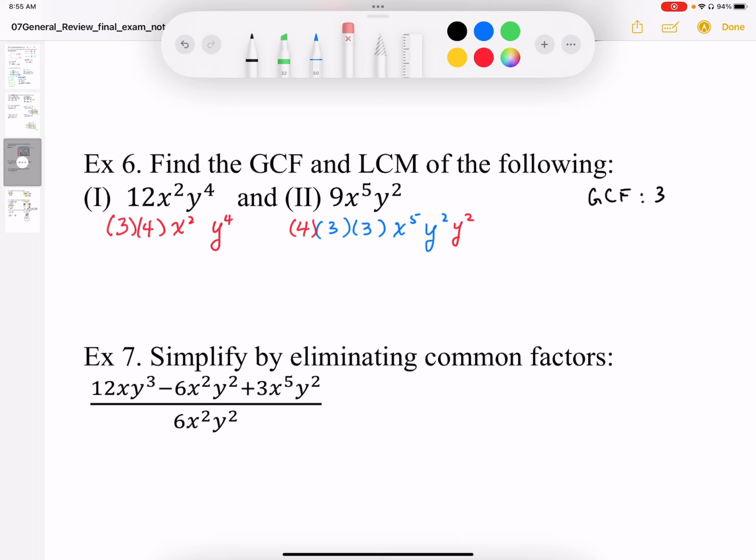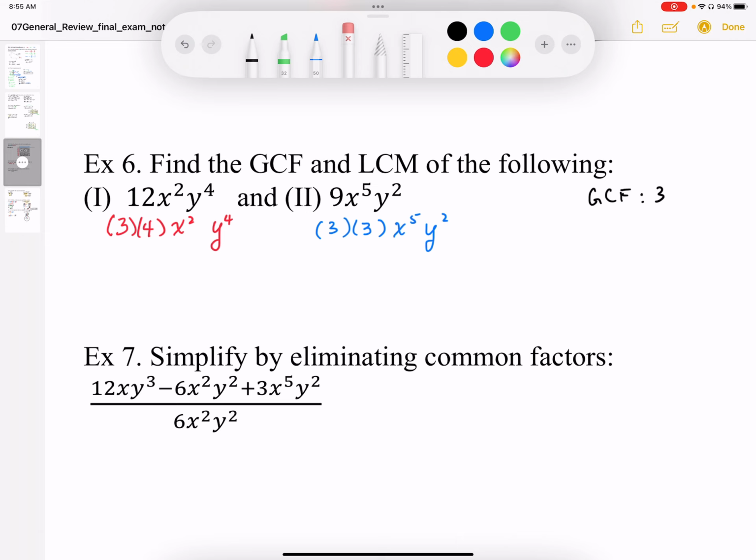When we look at it from the factor perspective, okay, let me get rid of some of this. We have in red, 12 is represented by 3 times 4. 9 is represented by 3 times 3, and we just look at the two sets of factors, and the only common factor is 3.